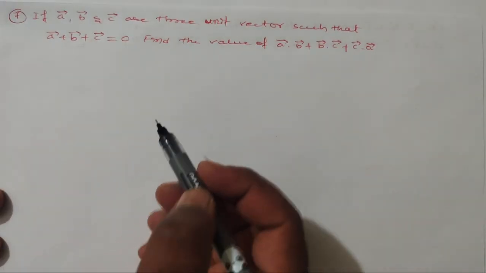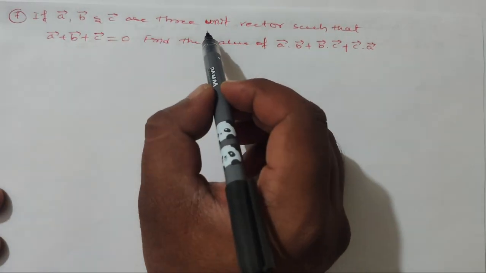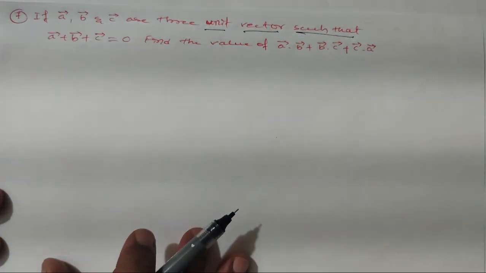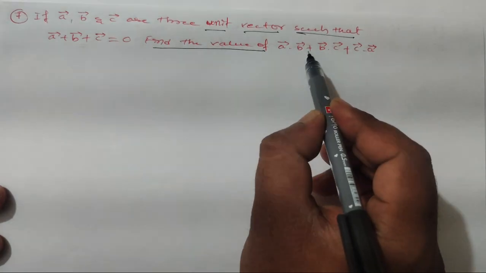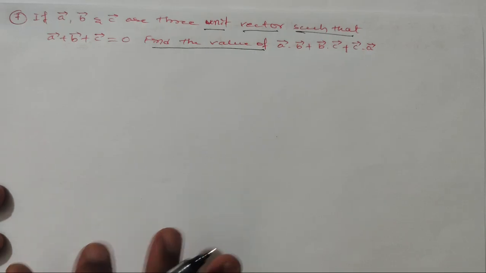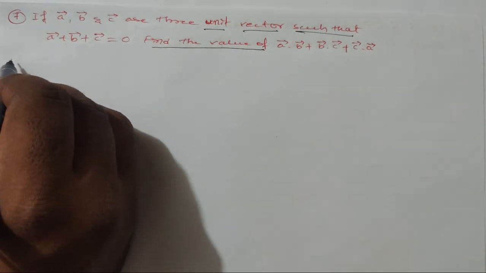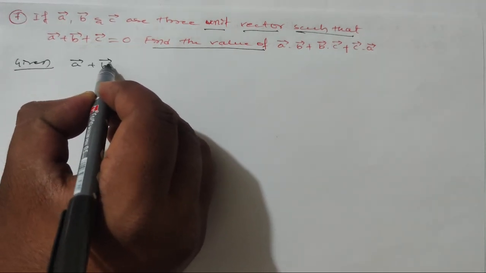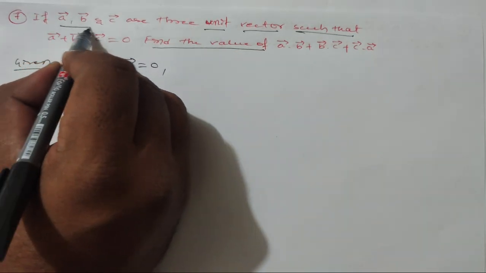Question number 7. If a vector, b vector and c vector are 3 unit vectors such that a plus b plus c vector equals 0, find the value of a dot b plus b dot c plus c dot a. See, the last question we solved, this is the same, similar question, right? So it is the same way. First you write the given: a vector plus b vector plus c vector equals 0. And next, it is given that these 3 vectors are unit vectors.